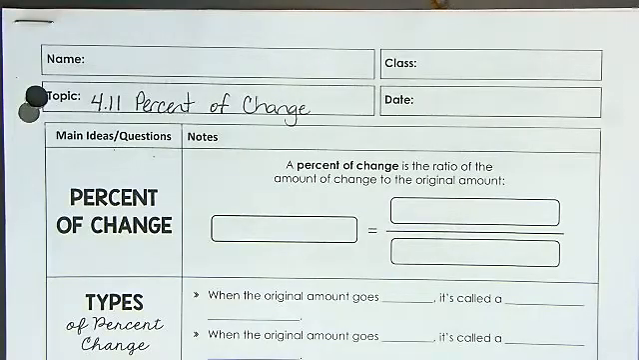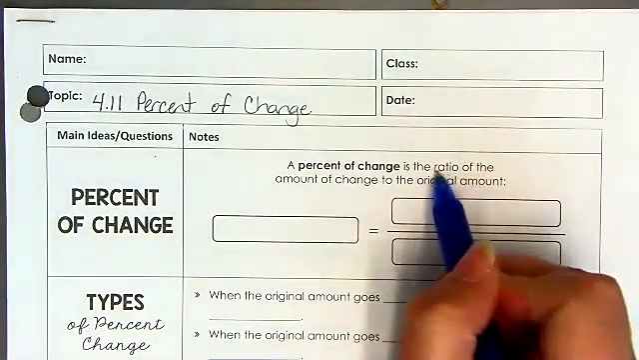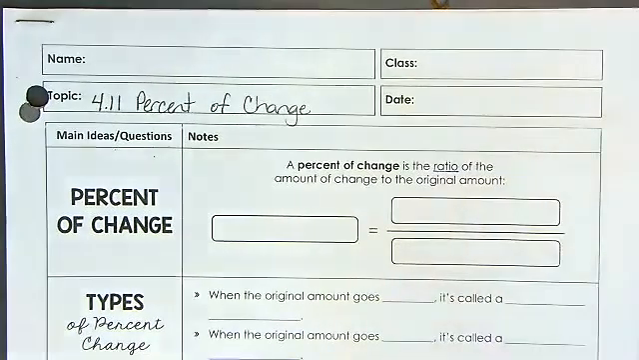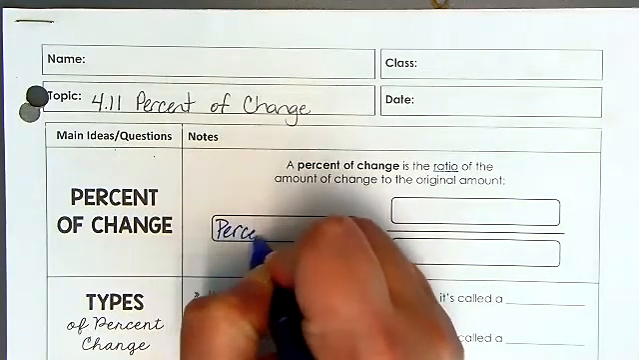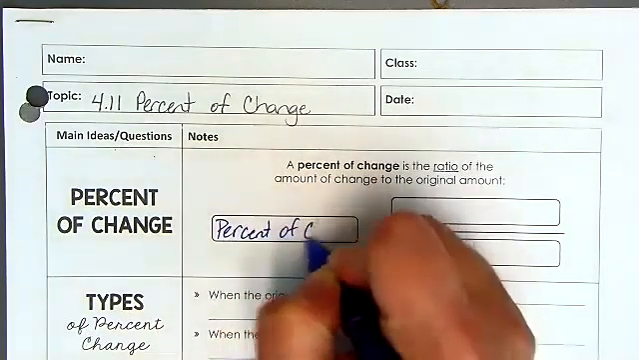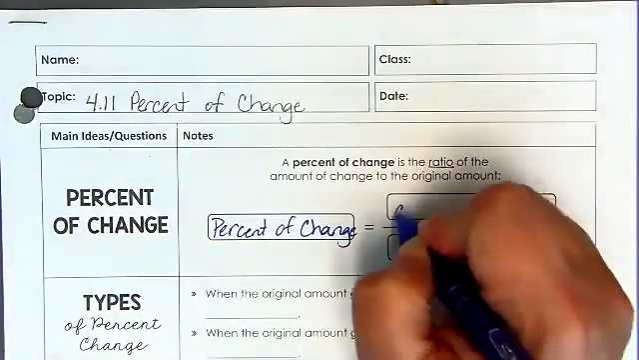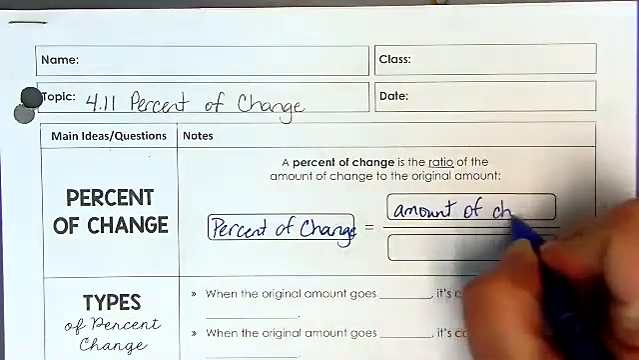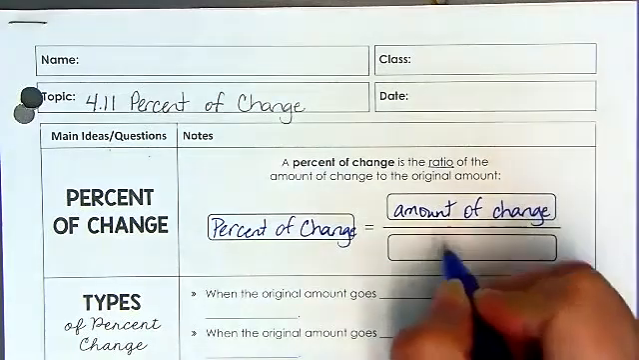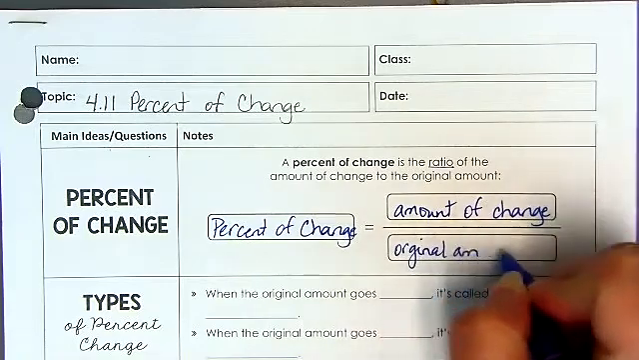Okay, today we're continuing with percents and we're talking about percent of change. The percent of change is the ratio, which means it's a fraction, of the amount of change to the original amount. So we have percent of change, and we have the amount of change divided by the original amount.